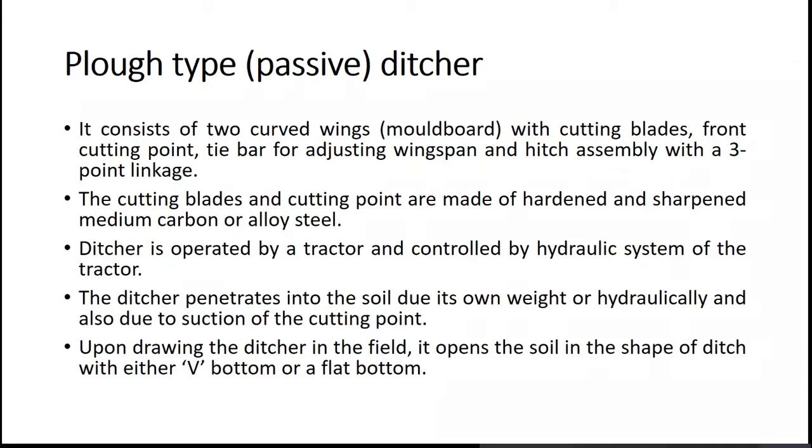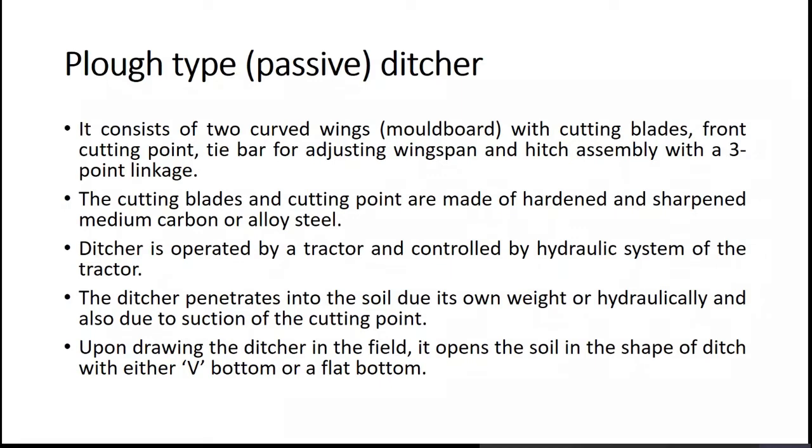So there is a front cutting point and a tie bar. Tie bar is nothing but for adjusting the width of the opening. Then the hitch assembly. Hitch means to connect. So how we are connecting it with the machine or with the tractor is with the help of a 3-point linkage. That means just like your electric plug you might have seen while you charge your computer, your laptop, it has 3 pins, isn't it? Similarly, this is a 3-point linkage, one on top, two on bottom, like your electric socket.